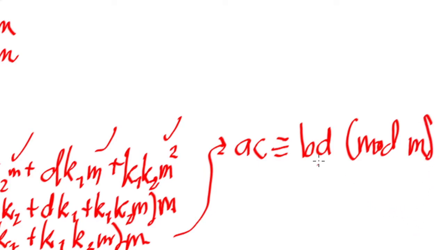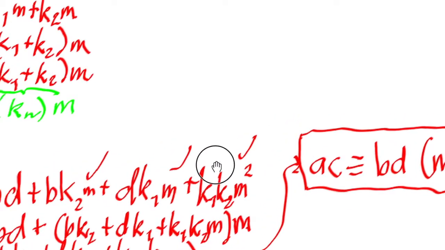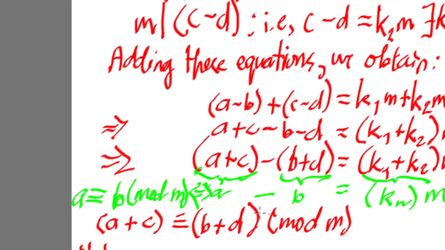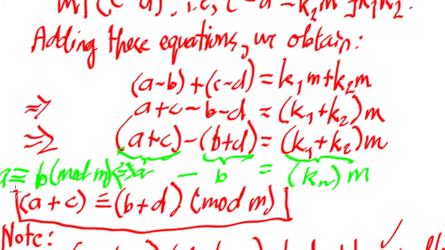So by these two quite long proving statements, we have proven that A times C is congruent to B times D mod M, and also that A plus C is congruent to B plus D mod M. So meaning property form 4 has been proven.